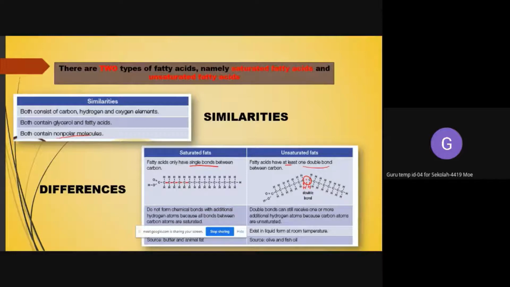So next, saturated fat exists in solid form at room temperature. Unsaturated fats exist in liquid form at room temperature. Saturated fat contoh dia butter and animal fat. Unsaturated fat contoh dia olive and fish oil.